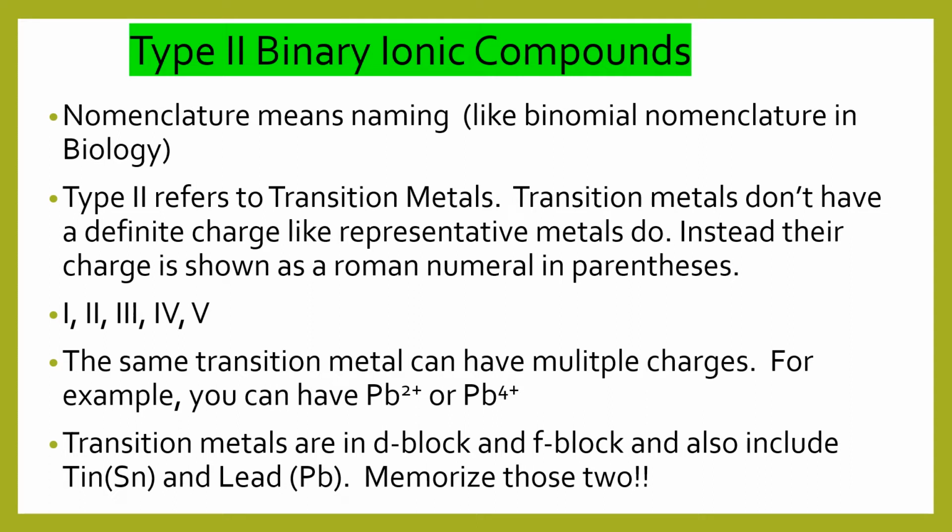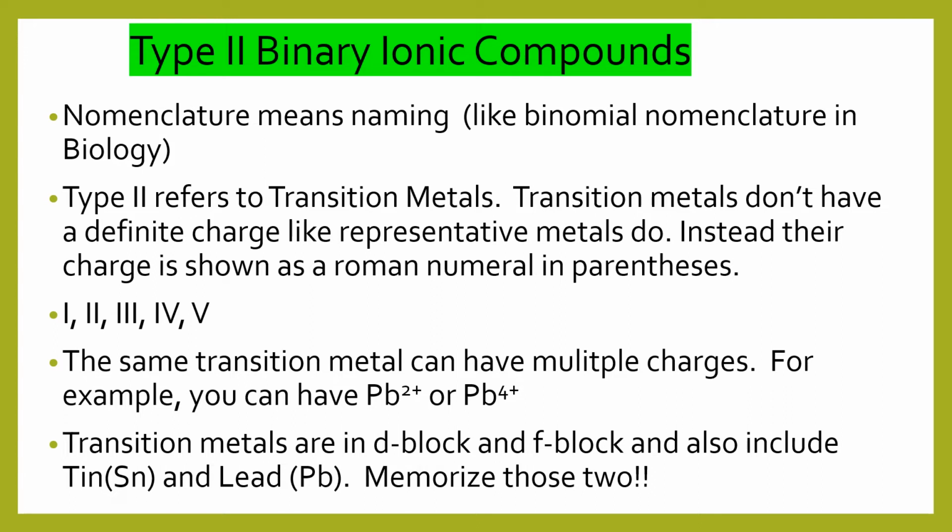Type 2 refers to transition metals. So again, I told you it's different than type 1, which were representative metals. So type 2 are your transition metals. Those are in your D block and your F block. We don't use those very much, so focus on your D block. Transition metals don't have a definite charge like representative metals do. So in your S and P blocks, those are your representative metals. We know it's 1, 2, 3 skip, 3, 2, 1 zip, okay?